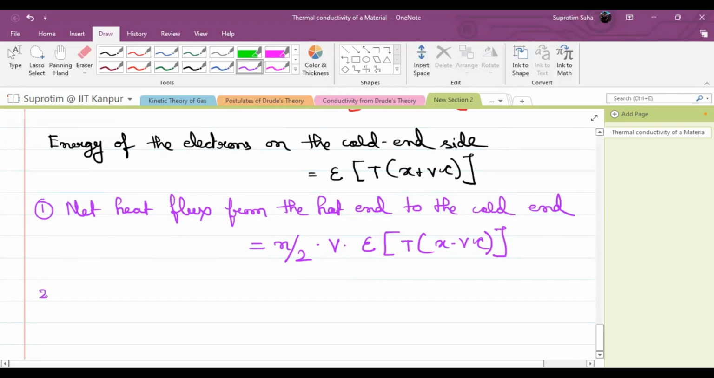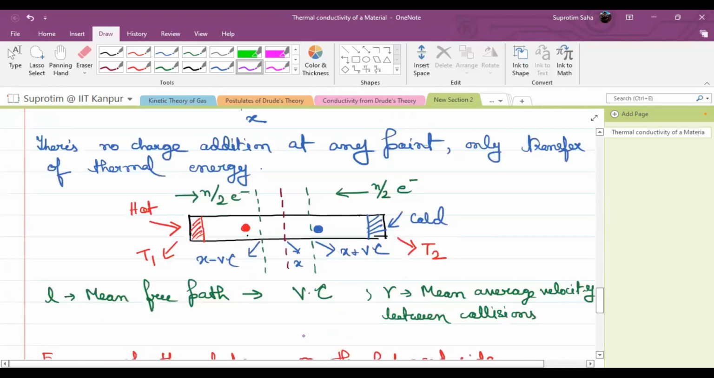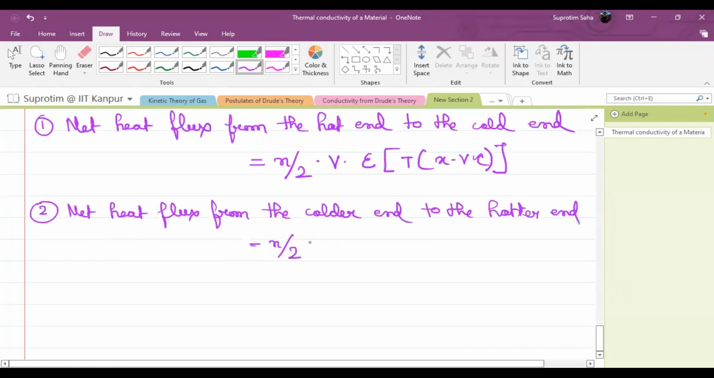Similarly, the net heat flux from the colder end to the hotter end is given by, similarly, n by 2, but in this case the electrons are traversing in the negative x direction. So the mean average velocity will be given by minus v. This is epsilon of T at x plus v tau.